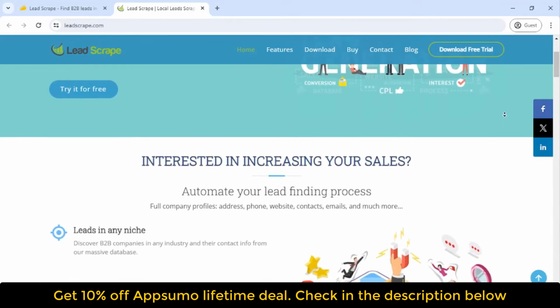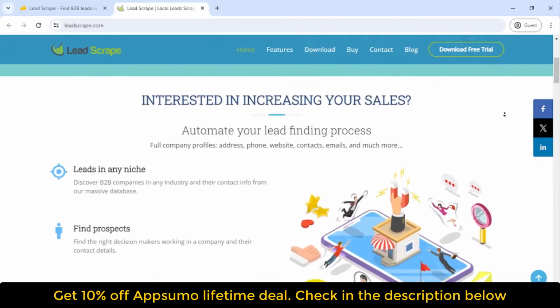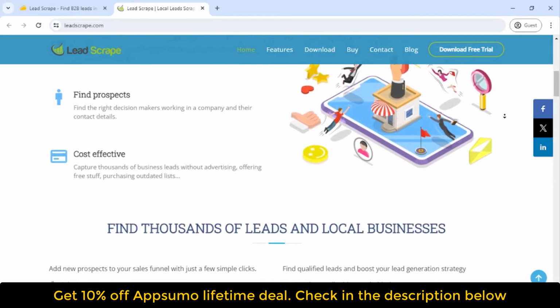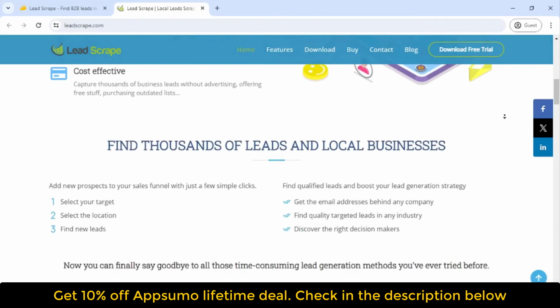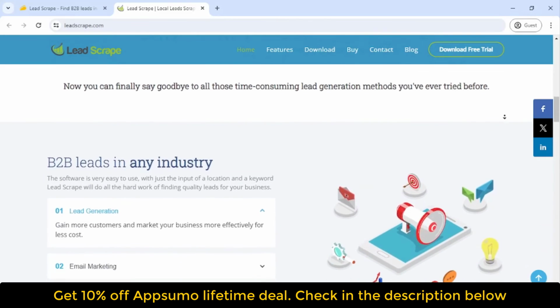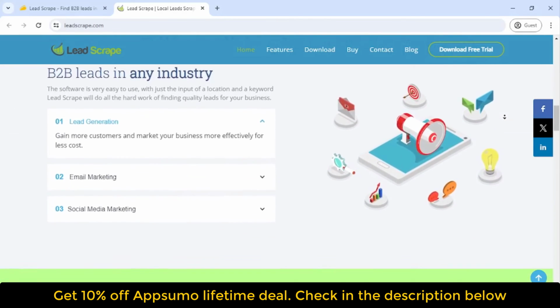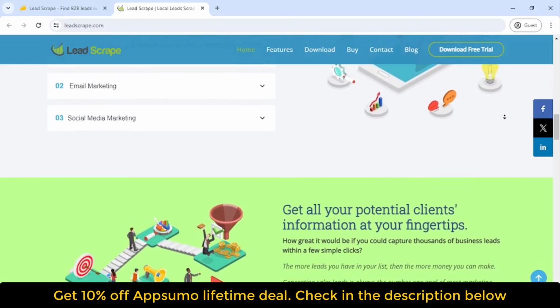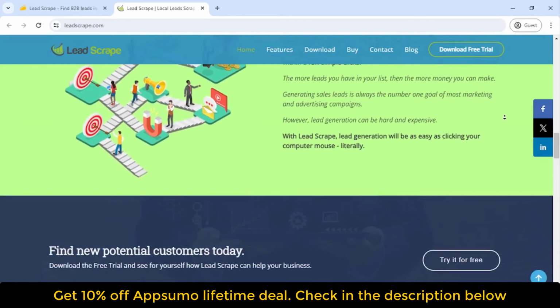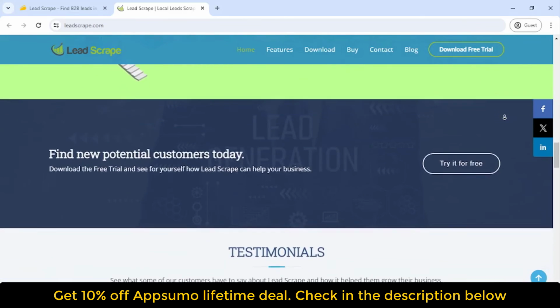How great would it be if you could capture thousands of business leads with just a few simple clicks? The more leads you have in your list, the more money you can make. Generating sales leads is always the number one goal of most marketing and advertising campaigns. However, lead generation can be hard and expensive. With Scrape, lead generation will be as easy as clicking your computer mouse, literally.